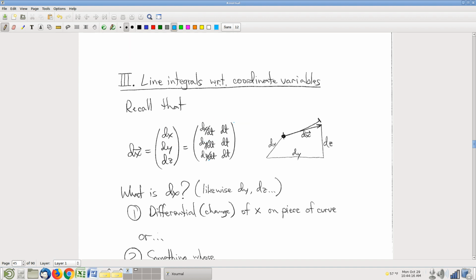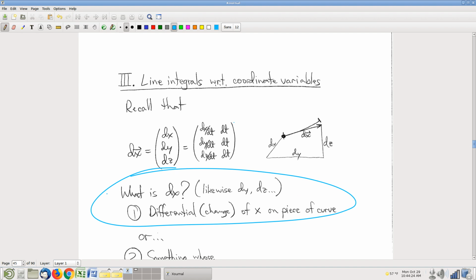All right, so we have this point of view on what the dx scalar is. So this thing here, it's how much did x change along that? It's our differential, our linear approximation of how much x changes on that piece of curve. Sure. That's a fine point of view. No problem.